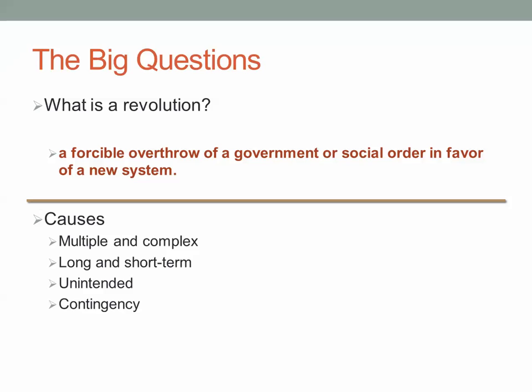For example, the king might not have been executed, guillotined, so the revolution might never have become a radical one. So this is something that we need to keep in mind when we study the causes of the revolutions.